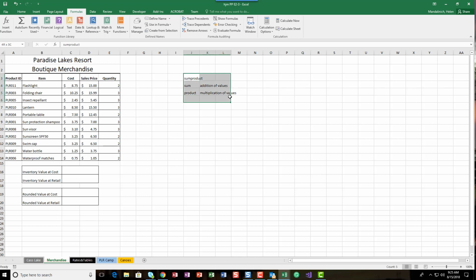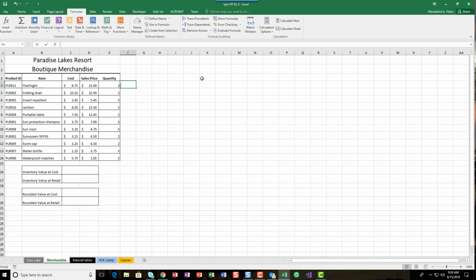So in this merchandise, what we want to do is determine the inventory value at cost. So what does that mean? Well, here's our cost, but this cost is for a single flashlight. But we have 2 flashlights in inventory. So we would have to take the unit cost times how many we have, the quantity, right? So that would give us a value. We would do that for every one of these and then add the answers together.